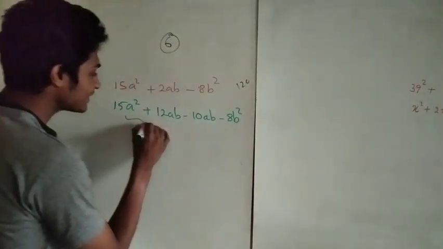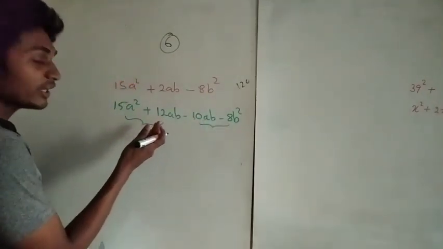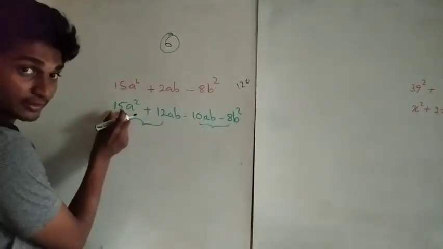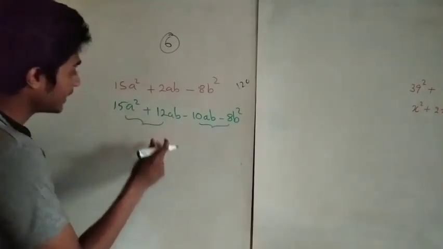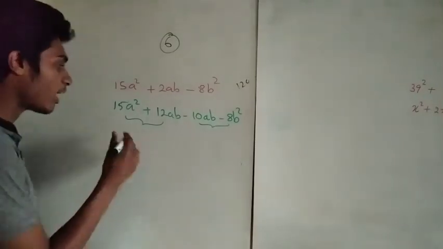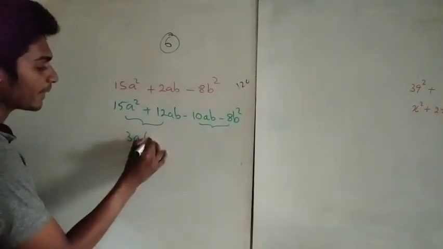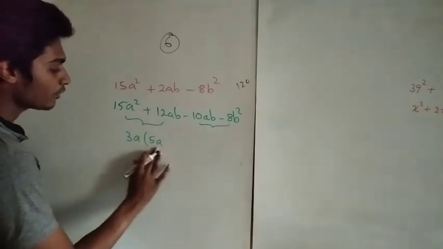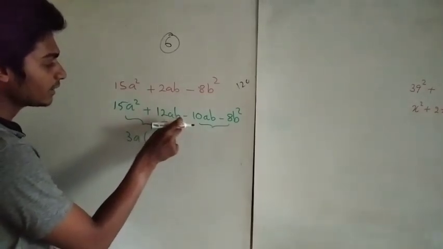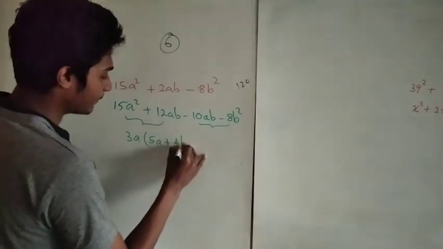Cool. Now take this as a pair and take this as a pair. So what is common to both of them? 3 is common. Seems like 15 can be divided by 3 and 12 also can be divided by 3. Furthermore, a and a is common to both of them. Just take 3a outside the bracket, so you will get 3a, and inside the bracket 5 is remaining and a is remaining. So 5a, and furthermore you are going to get minus 4, sorry, not 4a, it should be 4b.